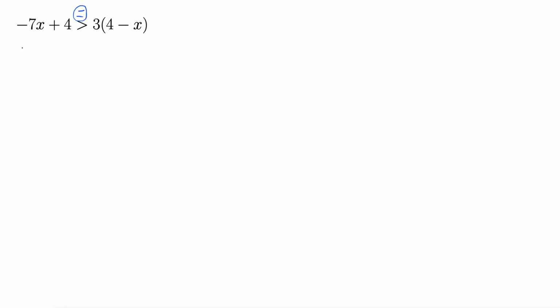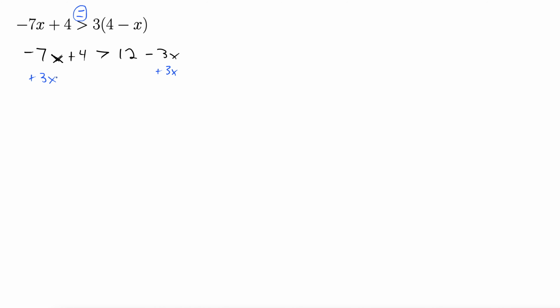Okay, so let's distribute the 3 through. We have negative 7x plus 4 is greater than 12 minus 3x. Okay, and now we have a choice. We can either get the x's on the left side or the right side, and I'll actually do it both ways. Let's start by getting it on the left side. So let's add 3x to both sides.